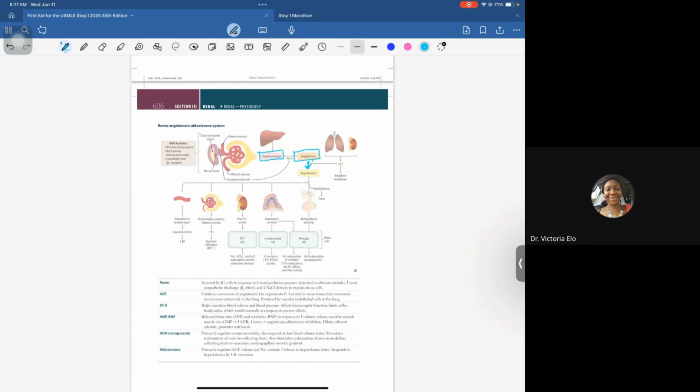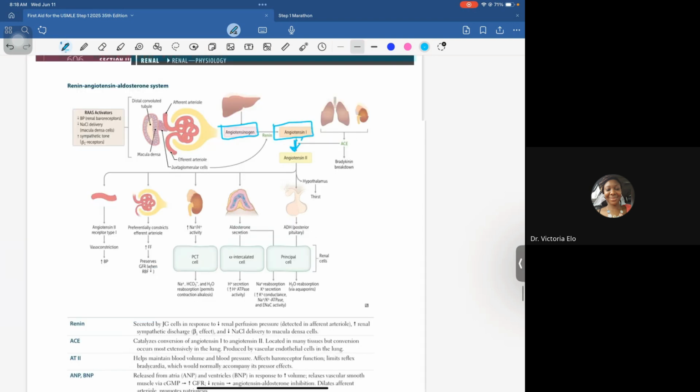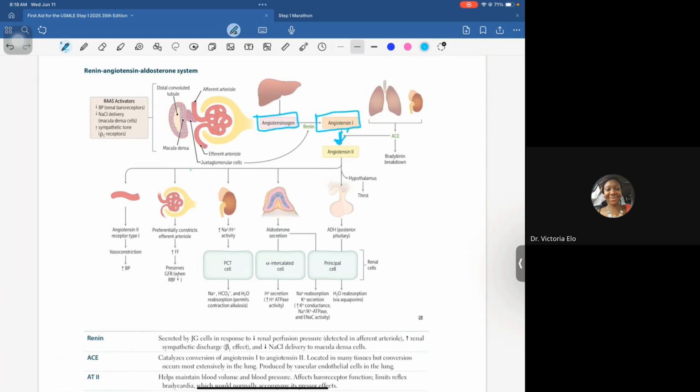Angiotensin 2 is going to affect a lot of things, right? So these are all the functions of angiotensin, right? First of all, angiotensin is going to act on the blood vessels. It's going to increase the BP. It's going to cause vasoconstriction, right? Second thing is that angiotensin is going to constrict the efferent arteriole, right? And it's going to increase the GFR. We've already discussed how, whenever the efferent arteriole gets constricted, the GFR is going to increase, right?